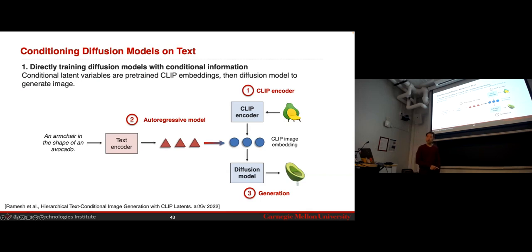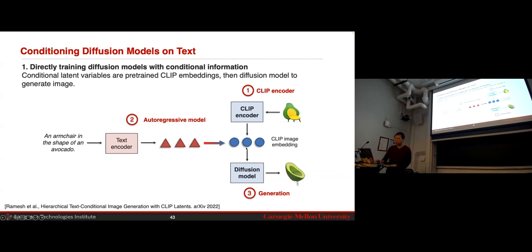So DALL-E 2, for example, gave much better results than DALL-E 1. DALL-E 1 used discrete VAEs as the encoder and decoder. DALL-E 2 used CLIP as the encoder. So that already gives you a boost because you're not training the encoder from scratch. You're rather using something that is already pre-trained and something that already maps my image into a feature space aligned with text features. My autoregressive model that maps text to CLIP image feature embedding, same thing, I can train using paired data.